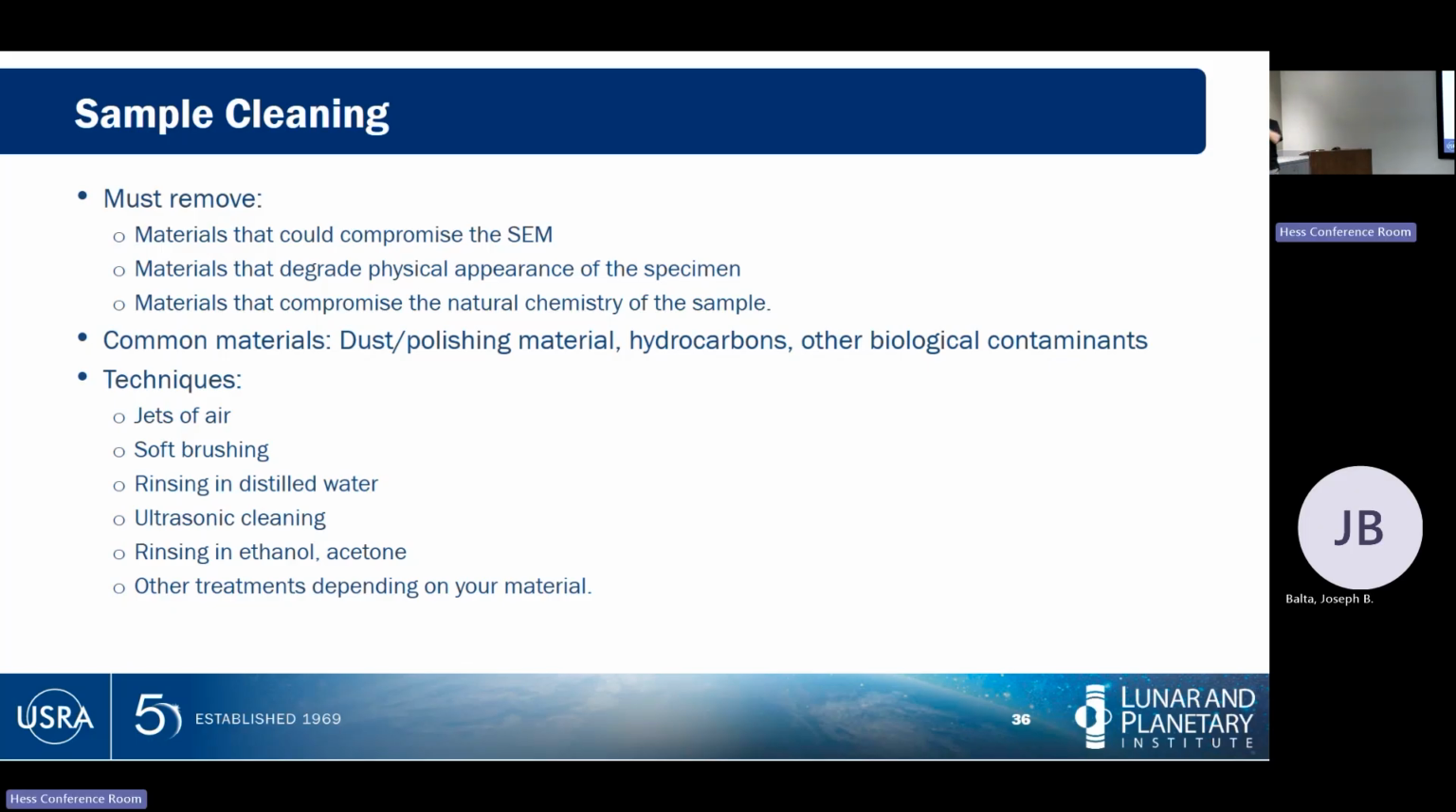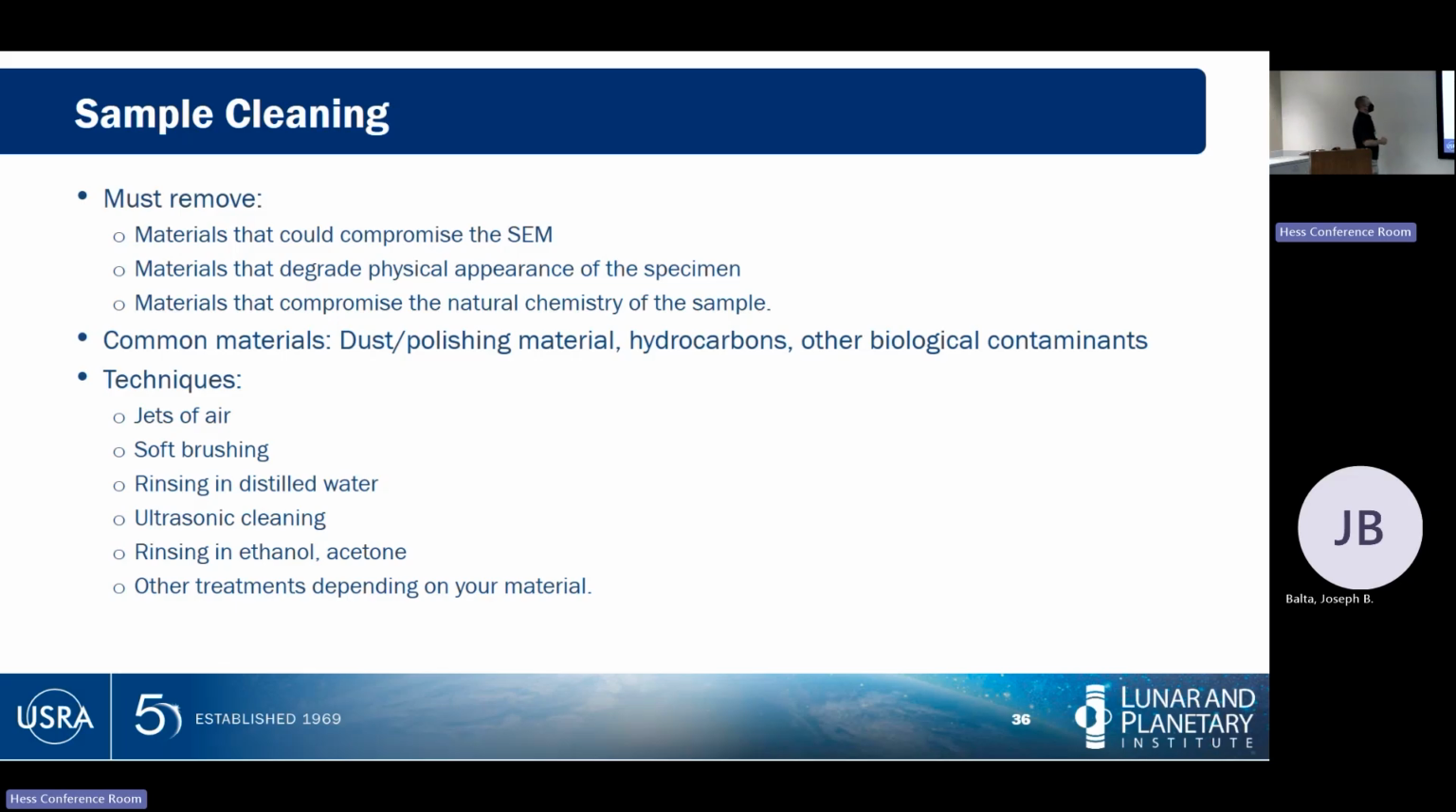Okay, so we've now done all of our grinding, all of our polishing, all of that work. Now we have to clean it. We have to remove anything that could compromise the SEM, anything that could compromise the sample, anything that might get in the way of our chemistry analysis. Stuff we might need to think of include dust. They include the polishing material. They include hydrocarbons, such as if I touch the surface of my sample, I have just added some hydrocarbons because my skin has a little bit of oil on it. And other biologic contaminants are a big problem as well.